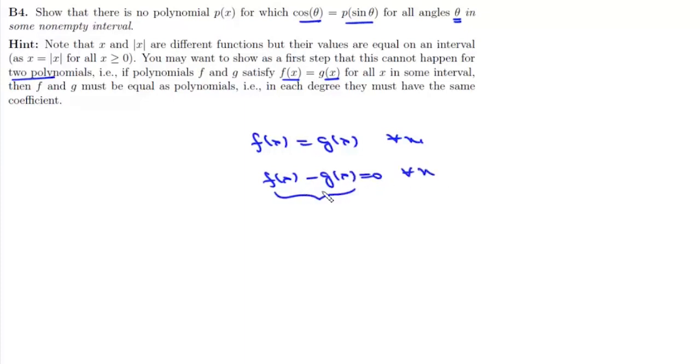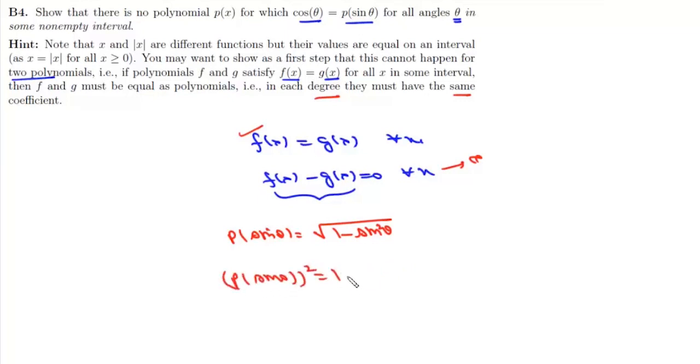Now it is only possible if it is an identity and it has infinite roots. And if it has infinite roots, then both the polynomials must be the same. So we get this condition that f(x) and g(x) must be the same, having the same degree and the same coefficients. Now suppose we have this polynomial in which we have p(sin theta) equals cos theta. Now we can write this cos theta as the square root of 1 minus sin squared theta. Now we can write p(sin theta) squared will be equal to 1 minus sin squared theta.